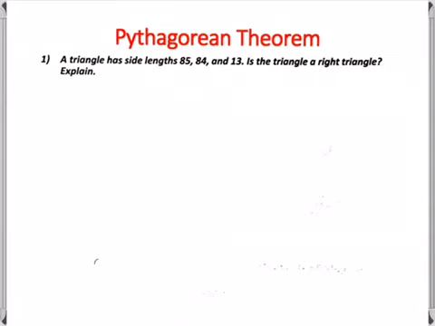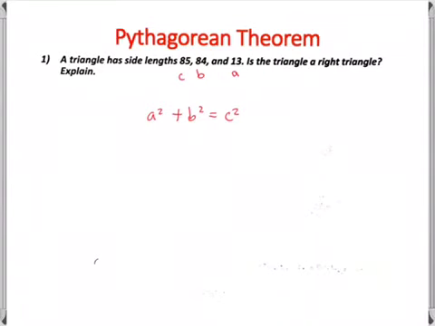So first example, they tell us that we have a triangle that has side lengths of 85, 84, and 13. And they want to know, is the triangle a right triangle? So in order to figure this out, we're going to test the Pythagorean theorem. But when you label your A, B, and C, make sure your A value is your smallest measurement, your B is your middle, and then C needs to be the largest length they give you. So we've got A squared plus B squared equals C squared.